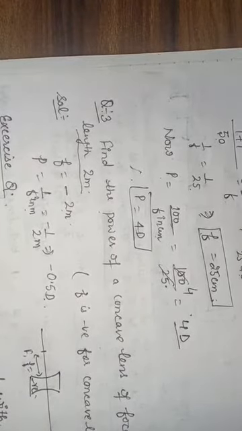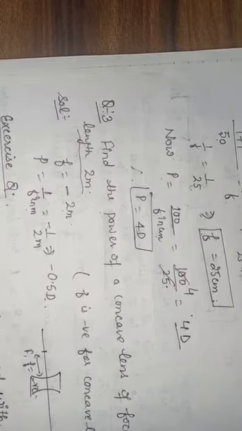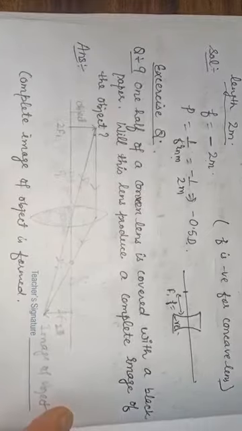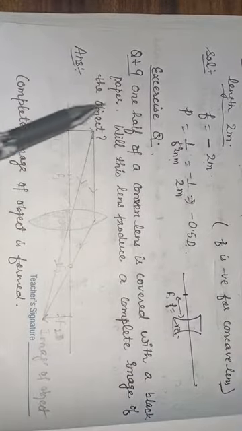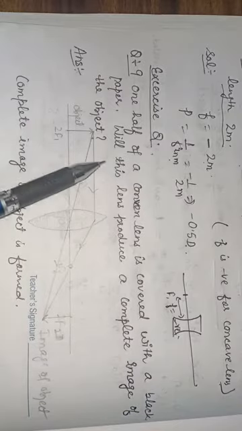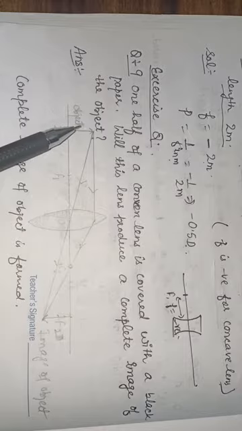So students, these are the 3 blueprint questions. Now your exercise questions, all the questions related to the mirrors we have done earlier in the part of reflection. Now only there is a question of lenses. One question is there, question number 9 of your exercise: half of the convex lens is covered with a black paper. Will this lens produce a complete image of the object?